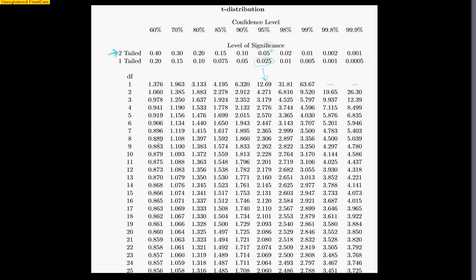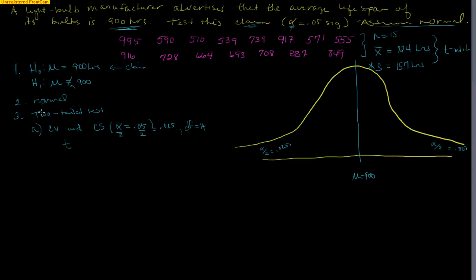Then at 14 degrees of freedom, coming across here, we can see that T equals 2.145. So our critical T value is equal to 2.145. I'm going to plot that here now. Let's just say it's about here. Here's our critical value, a T value equal to 2.145. Because it's broken into two parts, the other critical value is over here on the negative side. So our second critical value is negative 2.145.